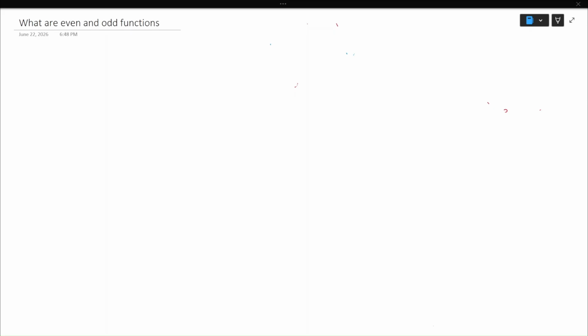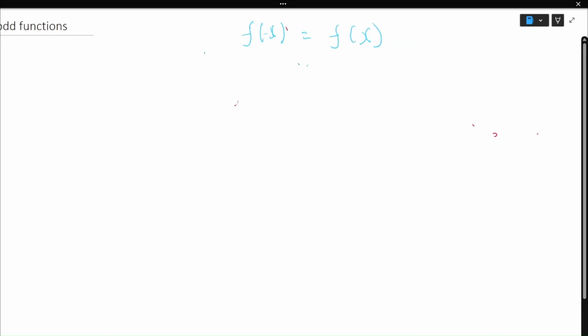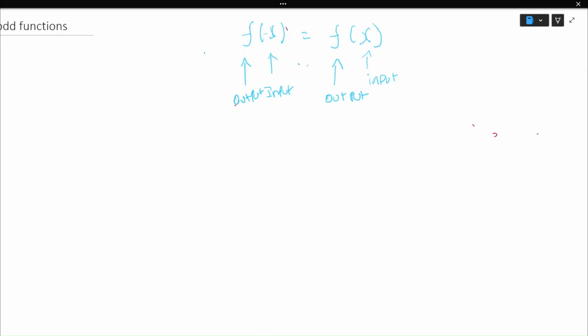Today we'll be looking at even and odd functions. Now, what is an even and an odd function? Well, an even function states that if we have opposite inputs, its corresponding values, or its y value, would have the same output. We will see this later when we explore graphs.